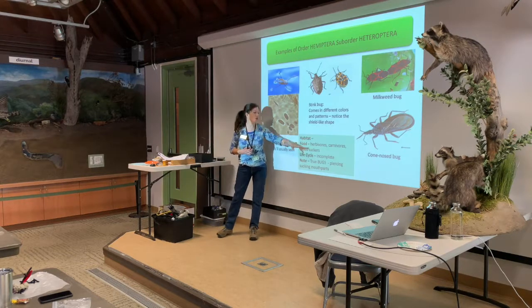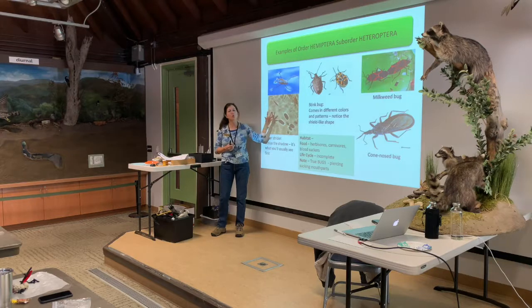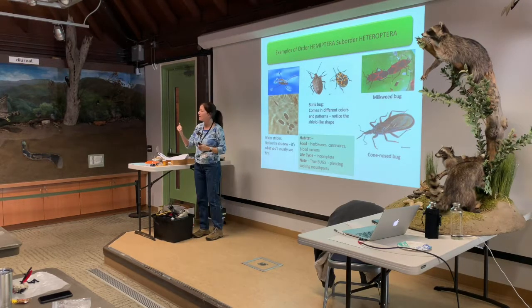So herbivores, carnivores, and bloodsuckers. Incomplete, these are the true bugs. They have those piercing, sucking mouth parts. Think of it kind of like the soda straw that goes into a juice box. Those little sharp points.